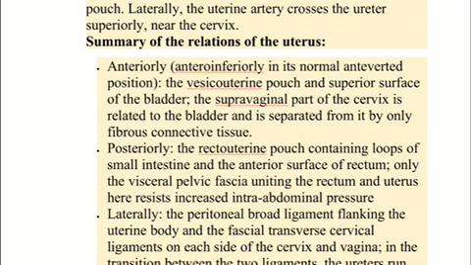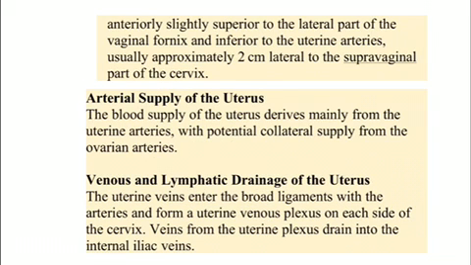Laterally, the peritoneal broad ligament flanks the uterine body, and you have fascial transverse cervical ligaments on each side of the cervix and vagina. In the transition between the two ligaments, the ureters run anteriorly, slightly superior to the lateral parts of the vaginal fornix. And as the ureters are going, they lie inferior to the uterine arteries. And this is usually about 2 cm lateral to the supravaginal part of the cervix.